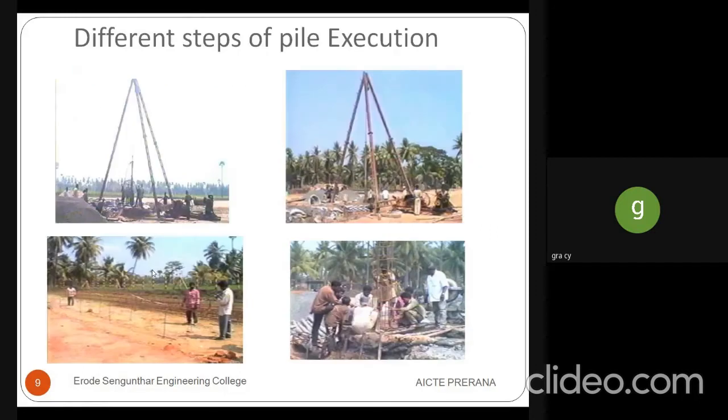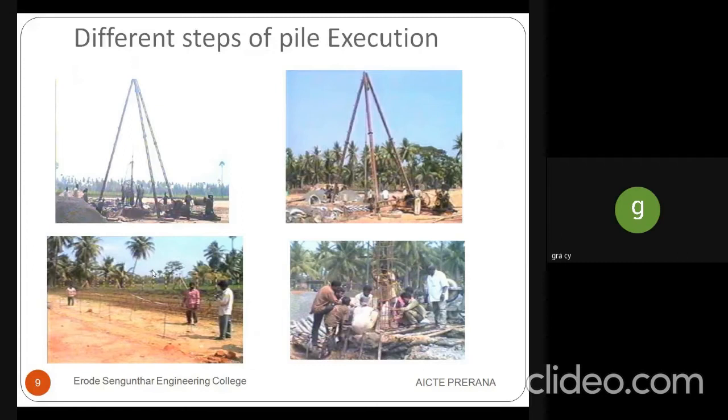So these are the various steps of pile execution. Here the tripod is sitting there. The basic thing is the standard penetration test. While using the standard penetration test, we are able to drive the pile into the ground. So first we have to drive, and then by using the pulley, we have to excavate the soil, and after that we insert the pile foundation.